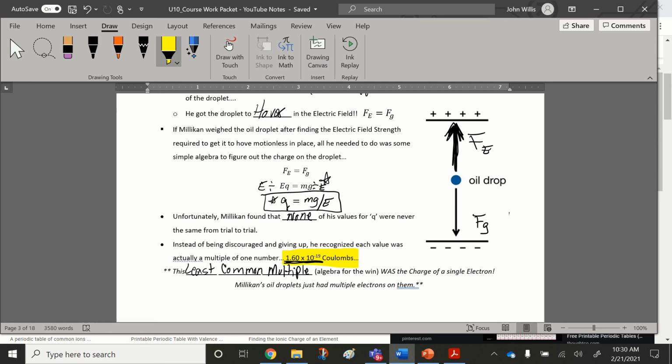He literally got that little oil droplet to hover motionless in the air. And he knew how much electrical force he applied to do that. He turned the machine off, let it fall onto the bottom plate. The bottom plate was attached to a scale. He found the weight of that oil droplet that had been hovering there. It was pretty cool. It was a pretty awesome experiment.